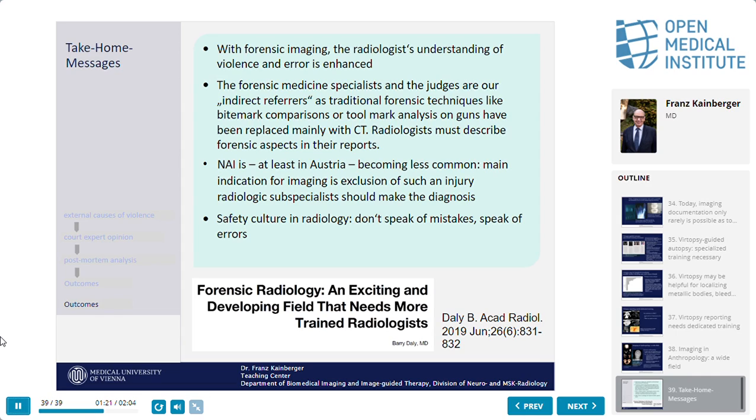And what we also shouldn't forget is a safety culture in radiology. We have to keep in mind that we should prevent errors in our work. For me, it is a very important point to differentiate between a mistake and an error. A mistake is something that happens if we don't reflect on what has happened and if a safety culture is not implemented. An error is totally different because it's a part of an implemented safety culture. And I think that the title of this publication, An Exciting Developed Field That Needs More Trained Radiologists, is exactly what I think is necessary in our profession. Thank you very much.